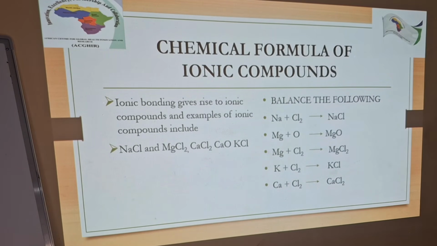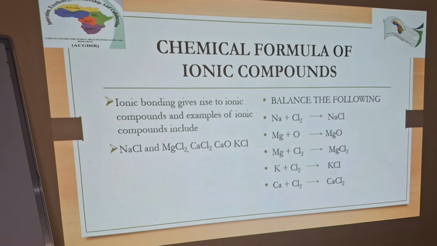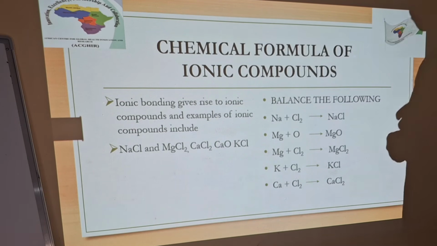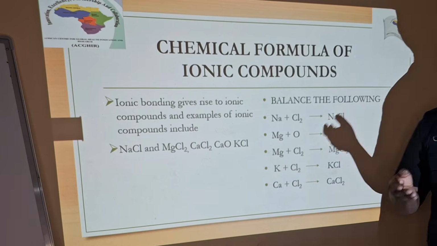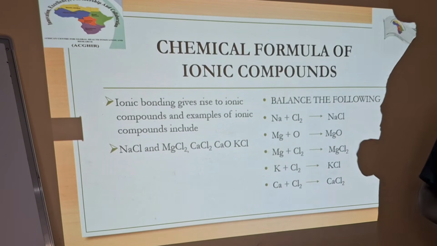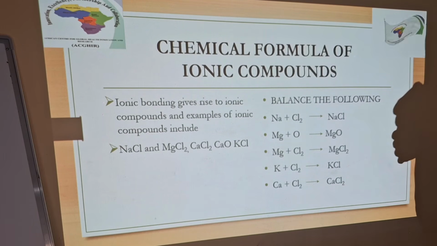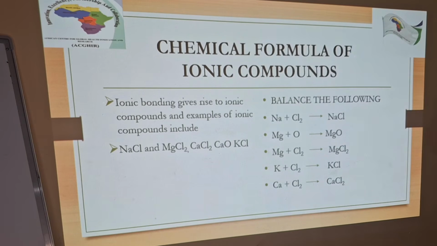Chemical formula of ionic compounds. As we know from our bonding module, ionic bonding gives rise to ionic compounds. The examples of ionic compounds which we remember from the bonding module are sodium chloride, magnesium chloride, calcium chloride, calcium oxide, and potassium chloride.